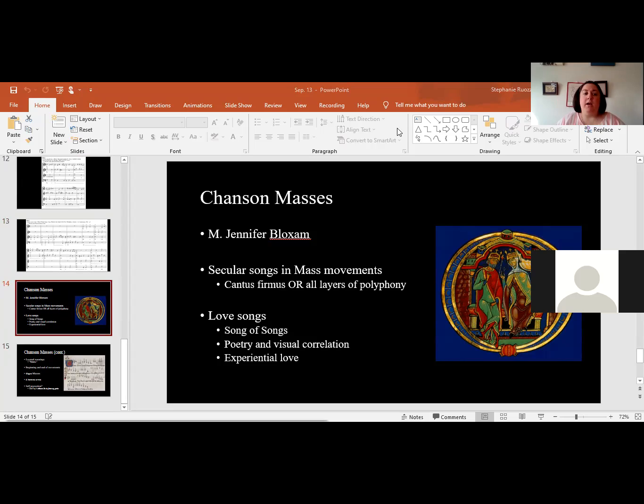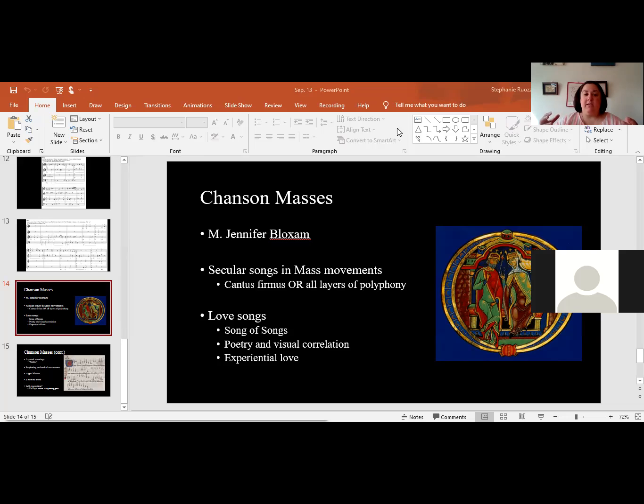She's fascinating. A chanson mass is a specific type of mass cycle where we incorporate secular chansons, secular pop songs, into the mass movements, either as the cantus firmus, or it could be all layers of polyphony. So it would not only be the tenor, but it would be in all voices. I see the same chanson. Now, this was a fad that began in the Burgundian parts of France, the Burgundy region. Not only do they have good wine, they have good polyphony.